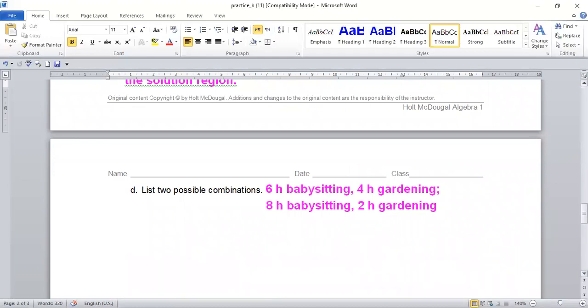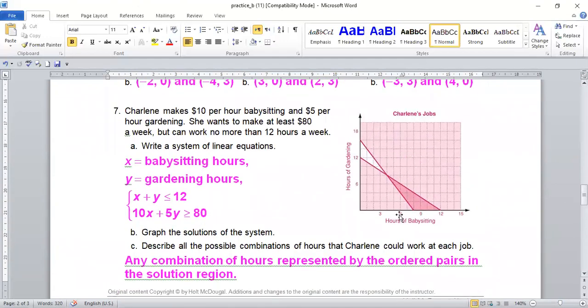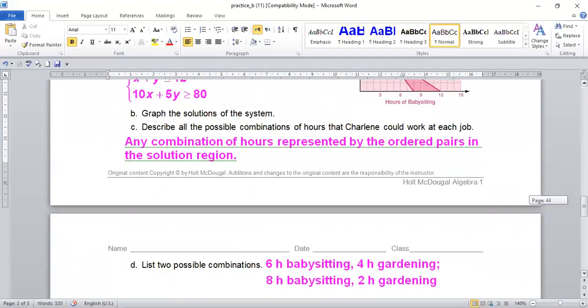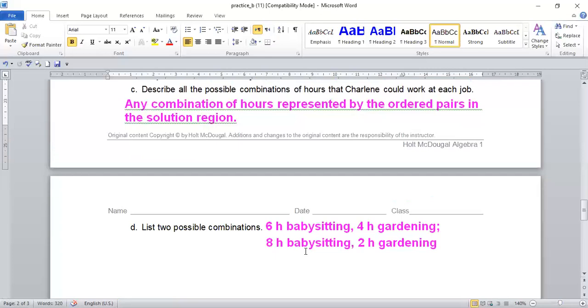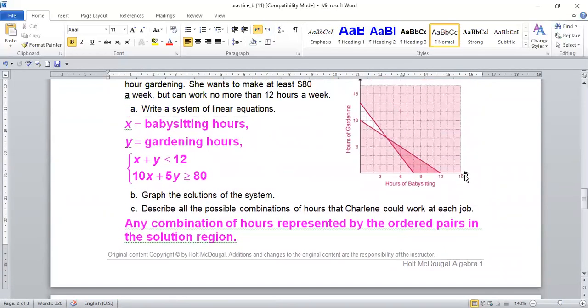Here they said list 2 possible combinations of how she can earn $80. So what did they say? They said 6 hours of babysitting and 4 hours of gardening. So 6 hours of babysitting and 4 hours of gardening is this point. Any point here, for example 9 hours of babysitting and I think 2 hours of gardening, that also can be a point. So any point in this area she can earn $80. Here again they said 8 hours of babysitting and 2 hours of gardening. So 8 is here, and 2 hours of gardening is somewhere here. So this point also can be any point which is in this shaded area.